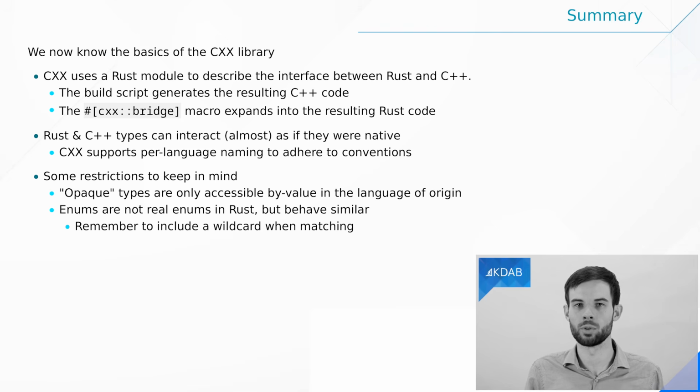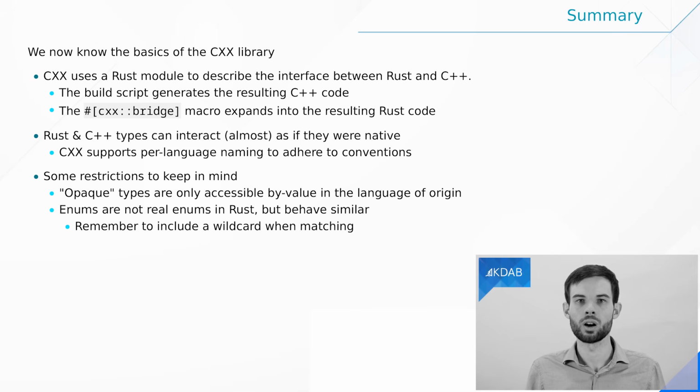With our hello world application, we've now seen a fair bit of what CXX has to offer. We used our FFI module to describe the interface between Rust and C++. The build script then generates all the necessary C++ code and links it to our Rust app. CXX's bridge macro expands on the Rust side and interfaces with that generated C++ code. This results in Rust and C++ types that can almost interact as if they were native in both languages. We can even rename functions and types to adhere to the conventions of both languages, which I personally think is a really cool feature. There are a few restrictions to keep in mind when working with CXX though.